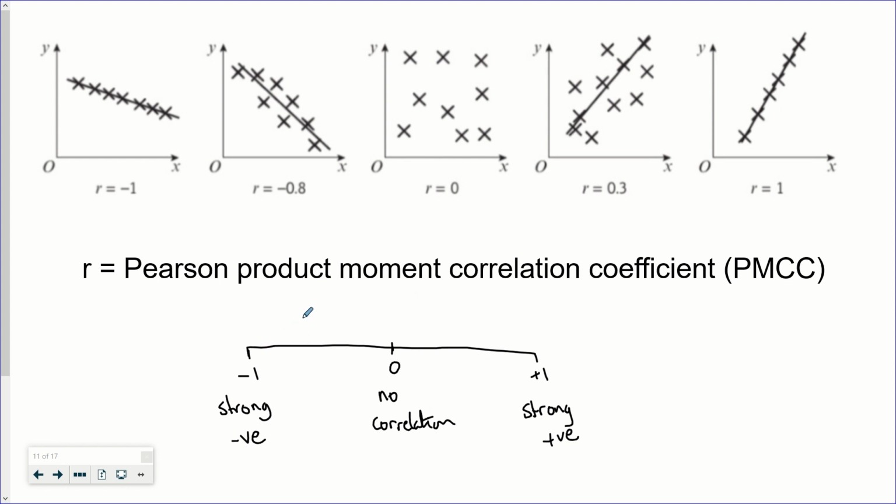And if we have a graph that's in between, then the closer it is to -1, the stronger the negative correlation, and the closer it is to 1, the stronger the positive correlation. And you can see that in these two examples here. This one is a weaker positive correlation, and this one's quite a strong negative correlation because the points nearly lie in a straight line.